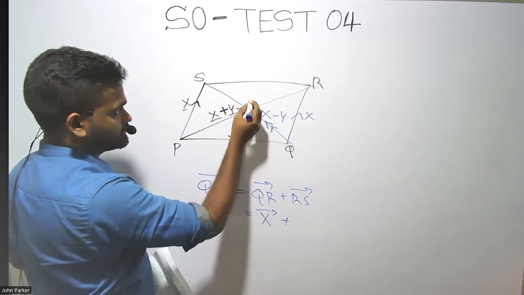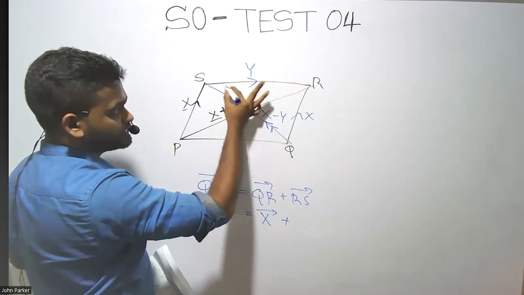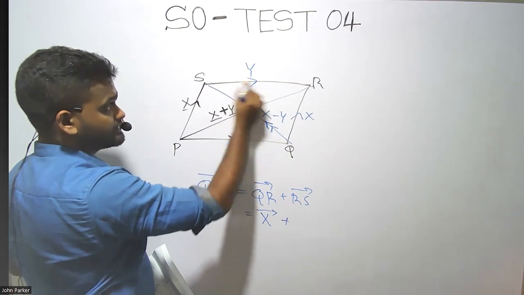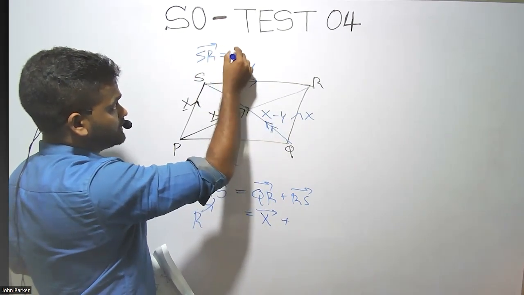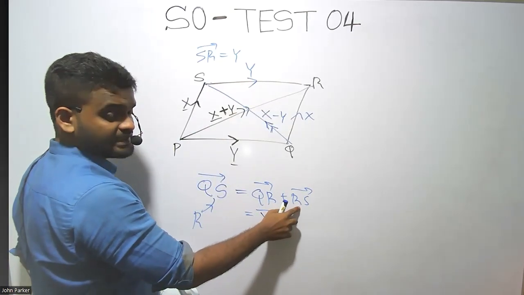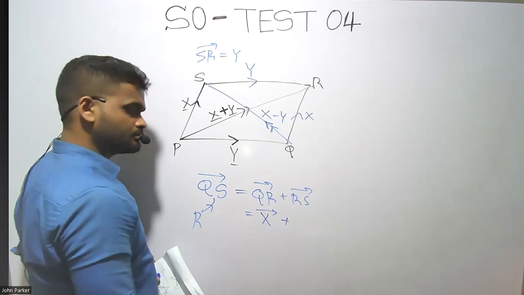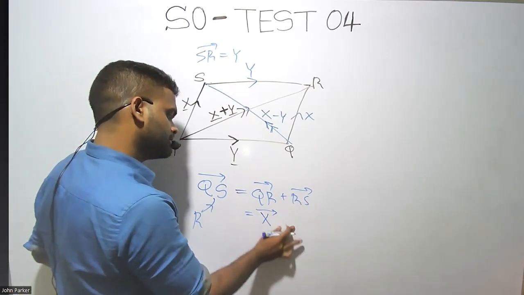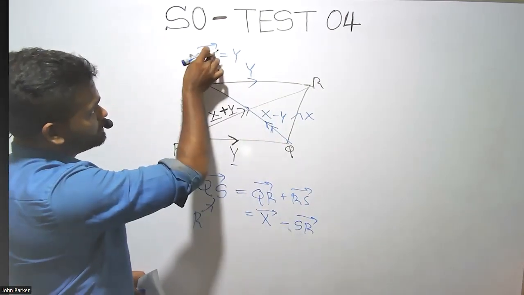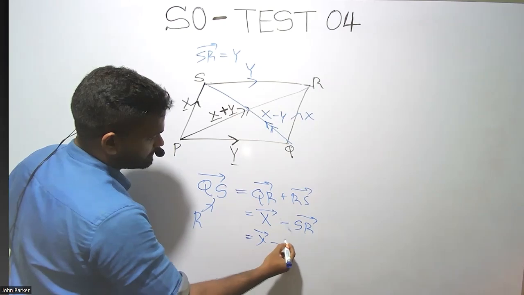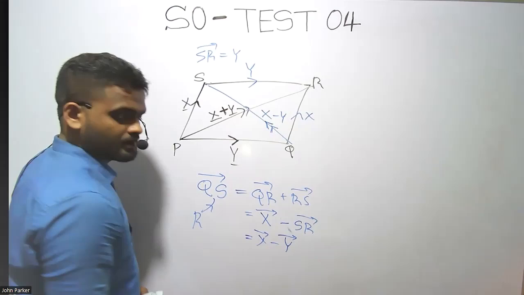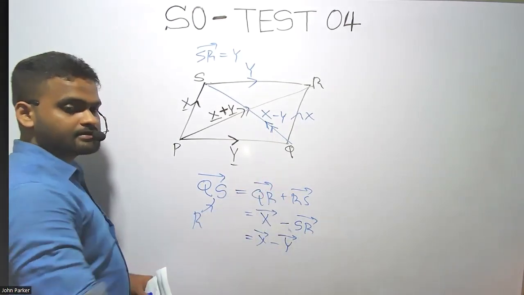Then we have RS, but the vector is to this side. Actually, vector is to this side. That is SR equals Y. You can make SR from S to R, it is Y. But here you have RS. So you have to flip this. Make it a minus, make it SR. Then just substitute this whole thing here. Instead of SR to this direction, you can put Y there. Right? So this direction, QS is X minus Y.